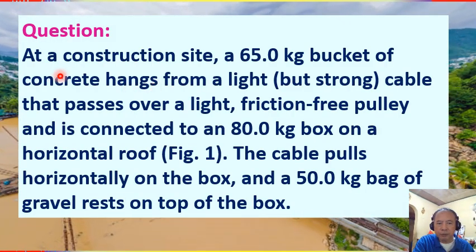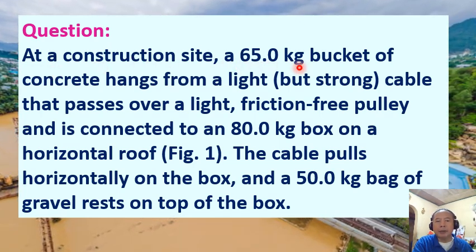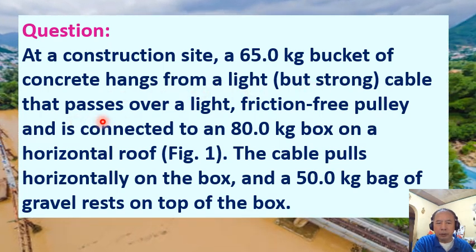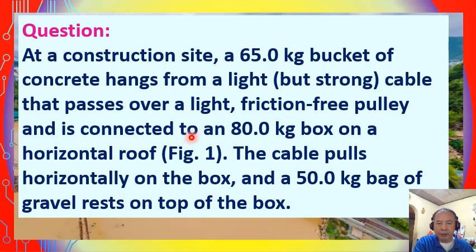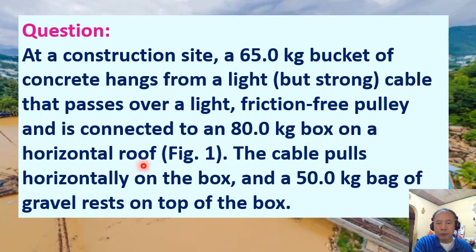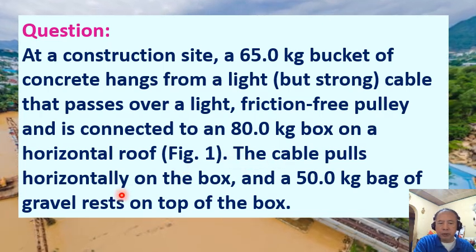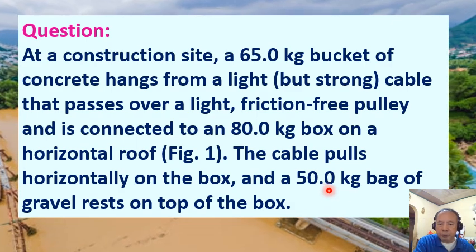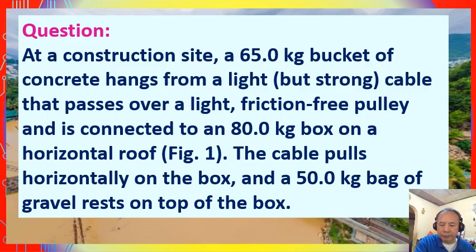And this is the question. At the construction site, a 65.0 kilogram bucket of concrete hangs from a light but strong cable that passes over a light friction-free pulley and is connected to an 80.0 kilogram box on a horizontal roof. See the figure below. The cable pulls horizontally on the box, and a 50.0 kilogram bag of gravel rests on top of the box.